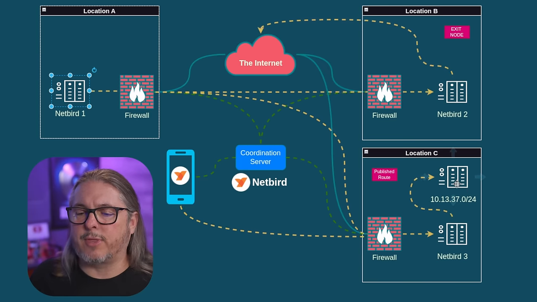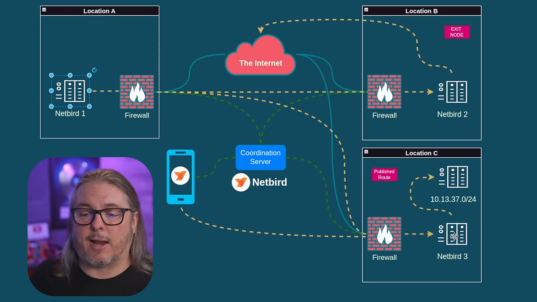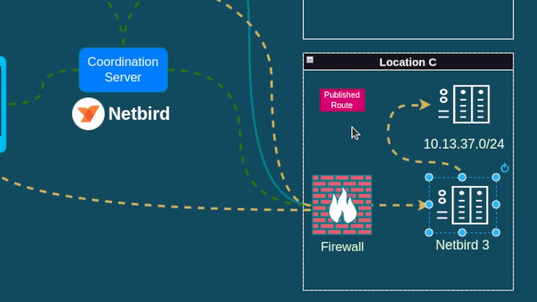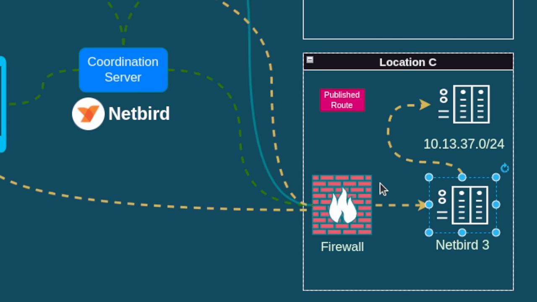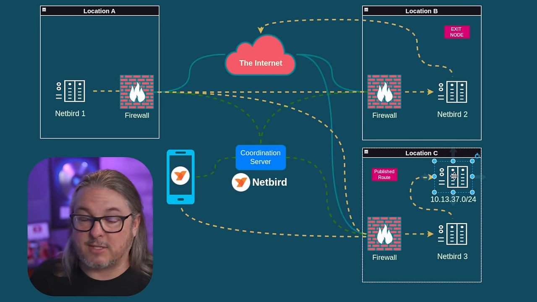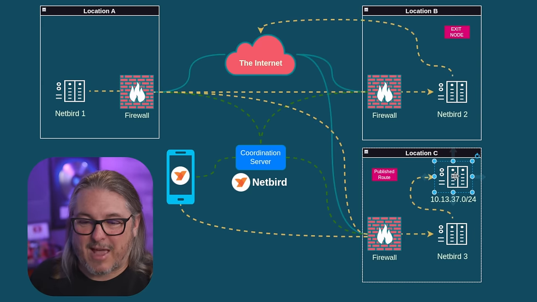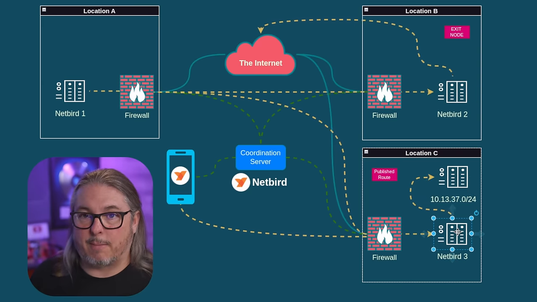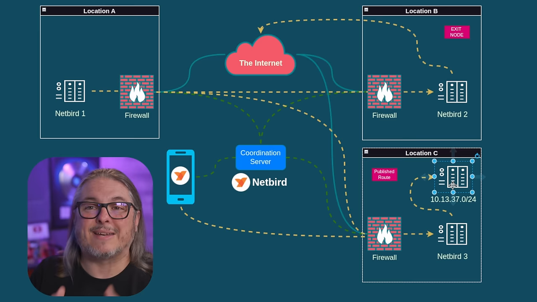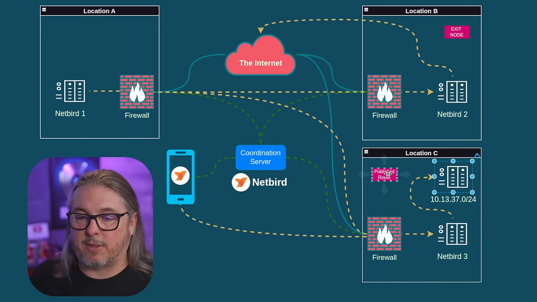But what about the devices that happen to live at location C that we can't load an agent on? Well, Netbird 3 has a published route. That means I can say, hey, this group all has access to this published route. That means whatever devices, maybe they're other IoT devices or different things that need to have access via IP with Netbird 3. Netbird 3 acts as an exit for this entire subnet, therefore granting access to all the devices on that subnet. And that's just part of the published routes.